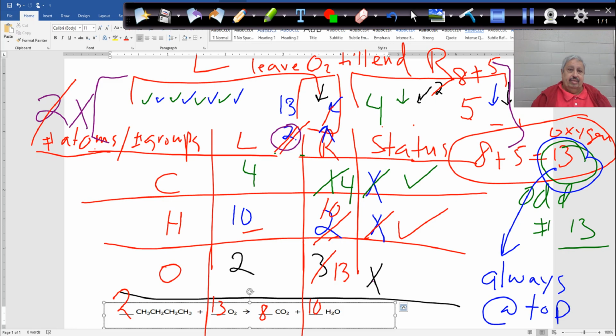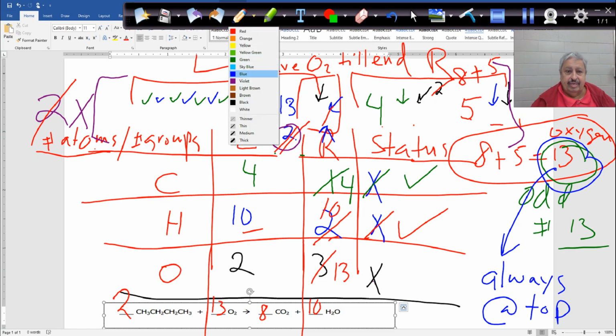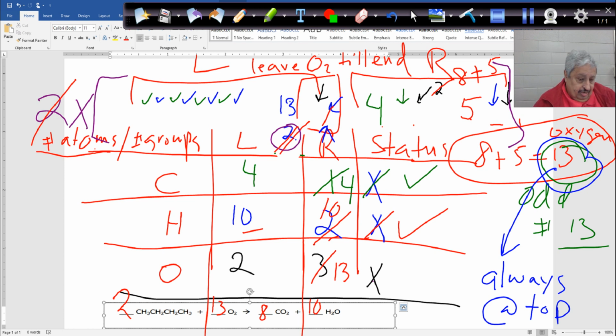So now, tell me if this is correct or not. Carbon is 4. 4 multiplied by 2, carbon. So carbon is 4 here. 4 multiplied by 2 is 8, and here is 8. So carbon is good. Hydrogen is 10. 10 multiplied by 2, 20. And here we have hydrogen 10 multiplied by 2, 20. That's balanced. Oxygen is 26 here, and here it is 16 plus 10, so this is 26. So oxygen is balanced.